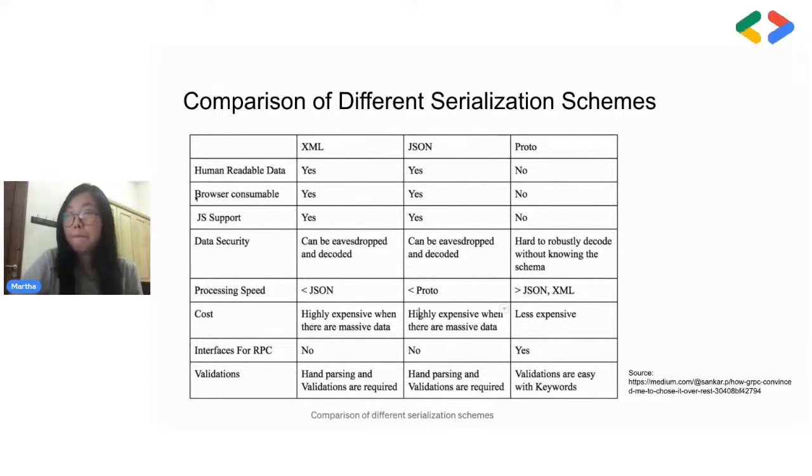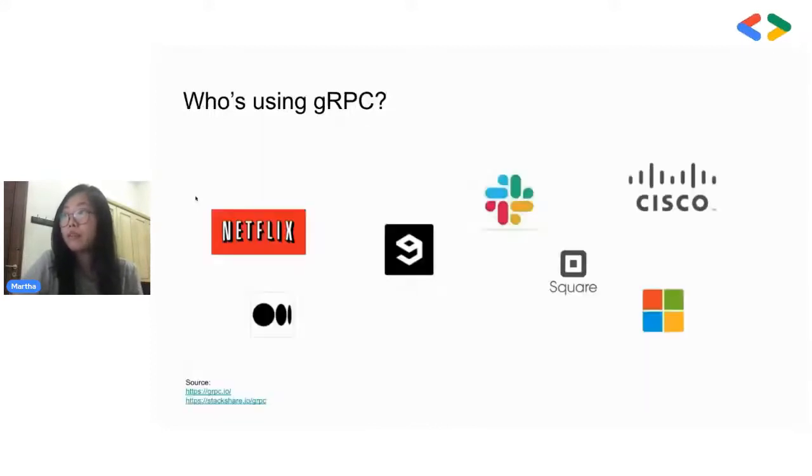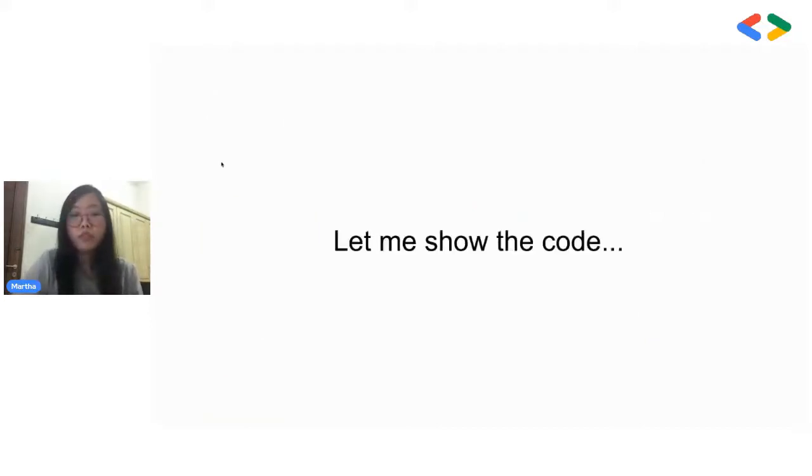Okay, next. So who's using gRPC? Netflix, Medium, 9gag, Slack, Square, Microsoft, Cisco, and many more are already using gRPC. And yeah, I will show you the code.